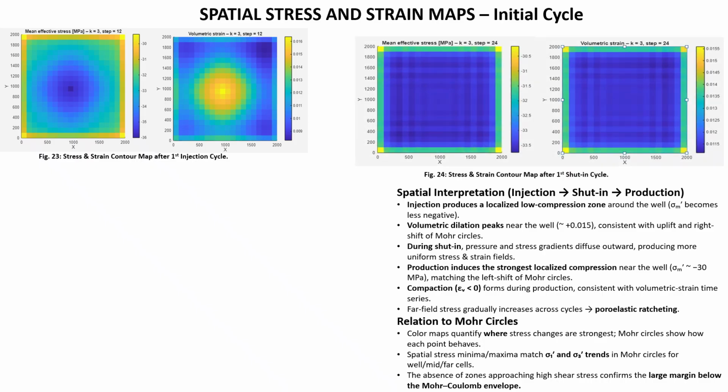Moving on to figure 24, the figure on the left-hand side shows again the mean effective stresses, and on the right we see volumetric strain. During the shut-in period, pore pressure begins to diffuse outward, which I have explained already, and you can see the stress field becomes almost uniform. The near well region is slightly less compressive than the outer reservoir, which you can see here.